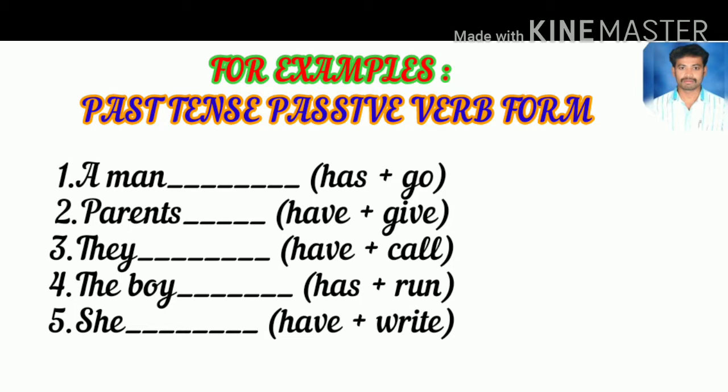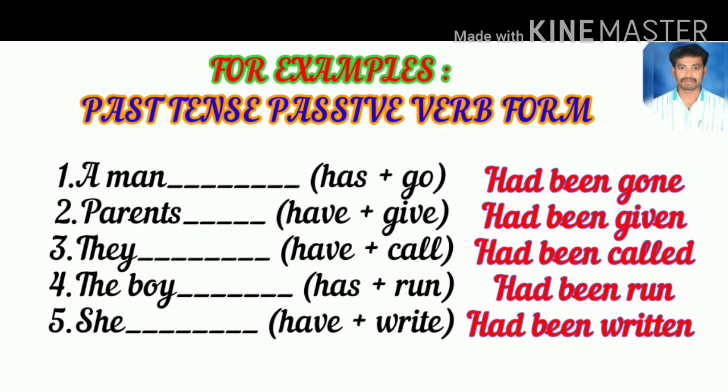And then the fifth one, she dash in bracket have plus write. Okay, so here had, it means have changes into had, and then been, and then written. Totally had been written. Okay, so like that we want to see more examples in past tense. Okay, so these are all the passive form verbs. So how we are going to answer these questions, these examples, that is important in past tense. Okay, this is 90% important for your examination purpose.